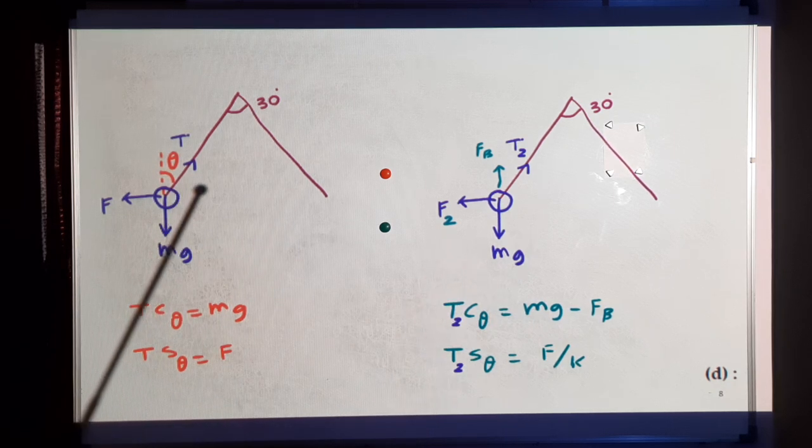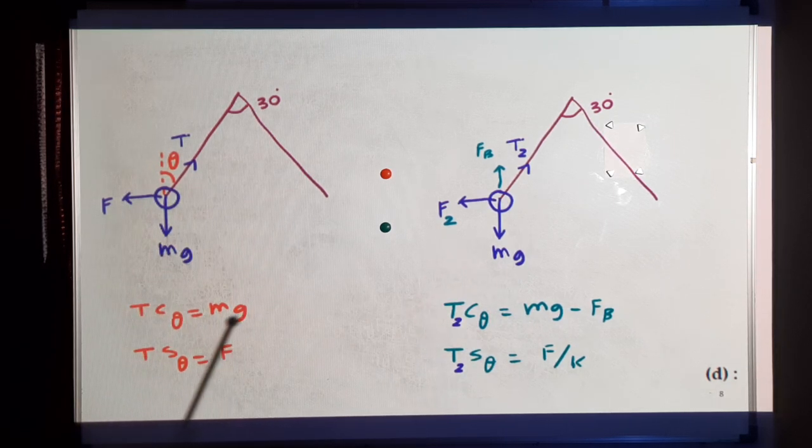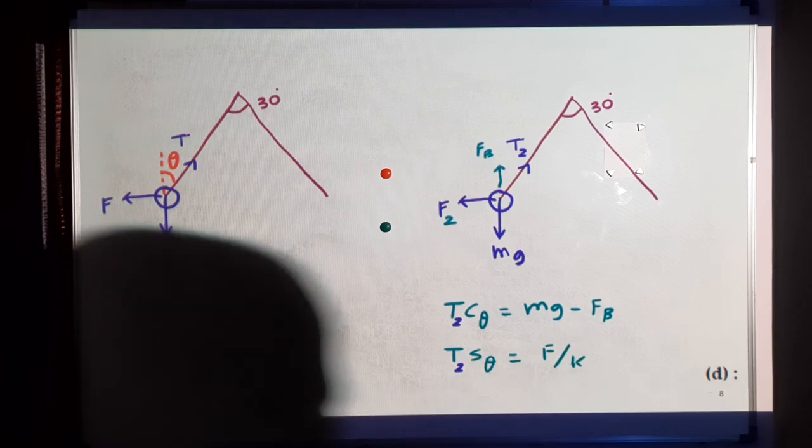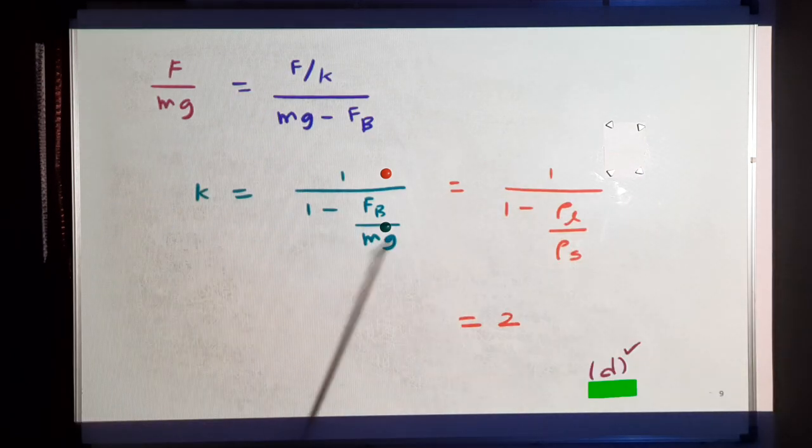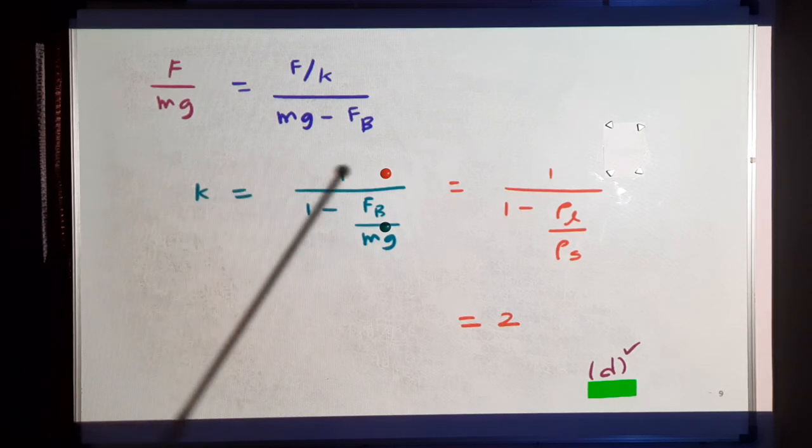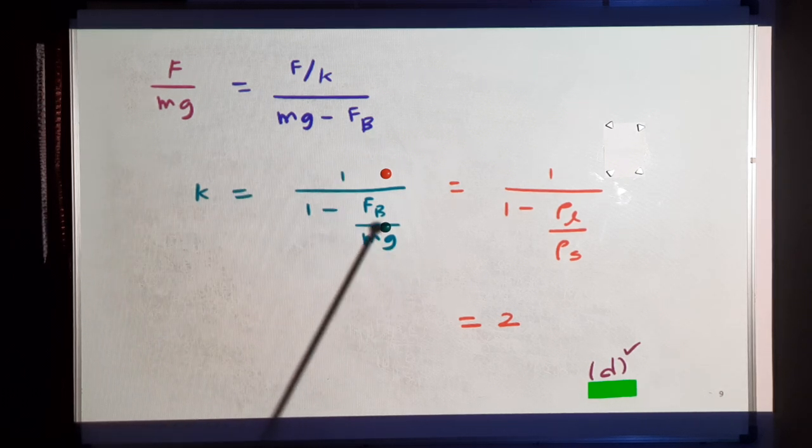So here in this case, T cos theta is mg in the vertical direction, and the horizontal force component is T sin theta equal to F. Same thing if I write here, it will be T2 cos theta equal to effective weight, which is mg minus the buoyancy force, and in the horizontal direction T2 sin theta equal to F by K. So dividing these two, I'll get F by mg as tan theta. From here, I'll get F by K by mg minus b.